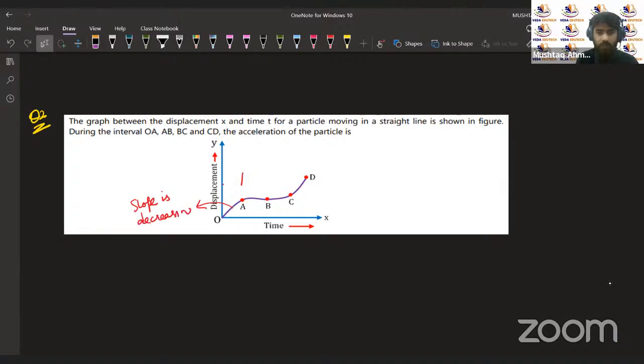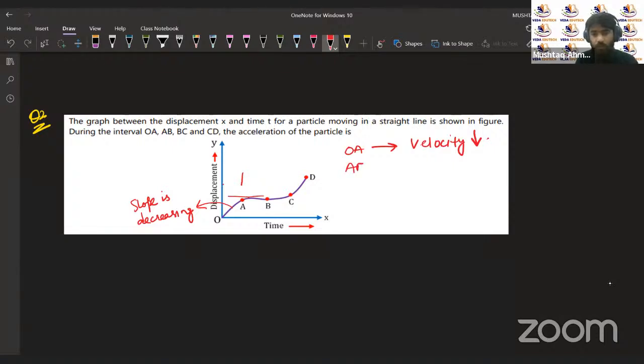Slope is decreasing. You can see the slope is decreasing continuously. And at this point now, the slope becomes almost 0, correct? So from O to A, slope is decreasing. It means the velocity is decreasing, right? And from A to B, slope is almost constant, right?